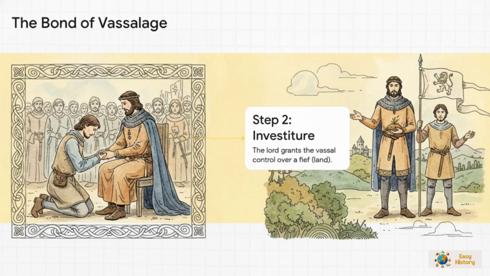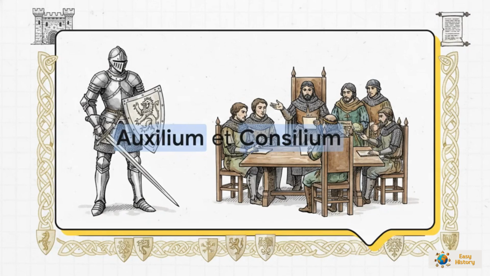Then came investiture, where the lord would hand over something symbolic, like a clump of dirt or a flag, to represent the fief he was granting. In a world without strong governments, your personal oath was everything. So what did that promise of loyalty actually look like in practice?